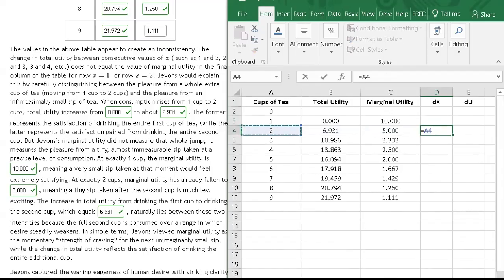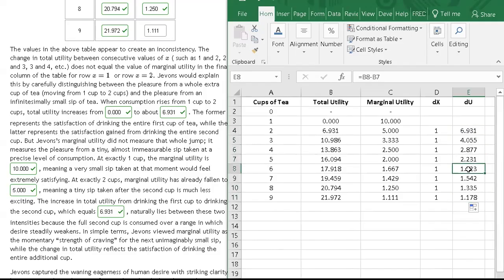The change in X is 1, from 1 cup of tea to 2 cups of tea. And that's the case for all these consecutive pairs: 2 to 3, 3 to 4, 4 to 5, 5 to 6, 6 to 7, 7 to 8, and 8 to 9. When we go from 1 cup of tea to 2 cups of tea, what happens to utility? Our utility changes from 0 units of utility to 6.931 units of utility. And now as I drag this down, you can see the change in utility for each additional cup of tea is diminishing. When I divide this by that, I get a measure for marginal utility where the change in X is in units of cups of tea.